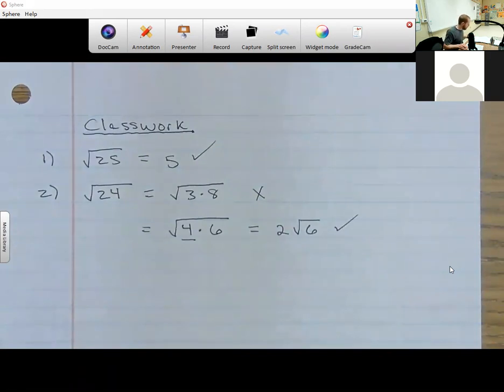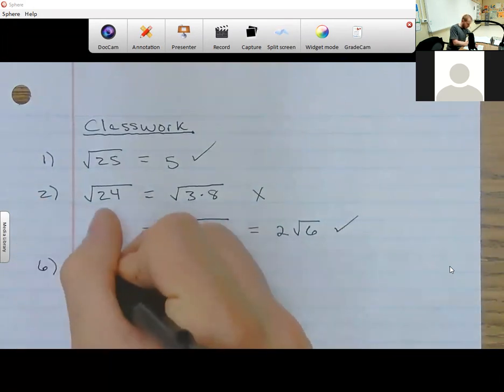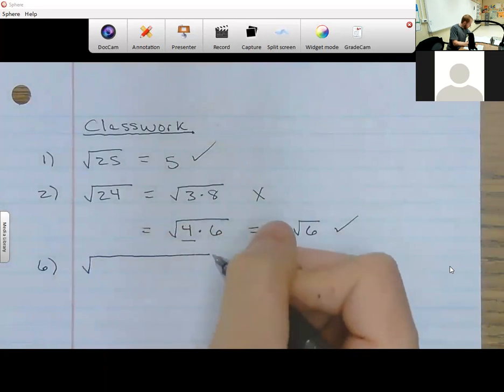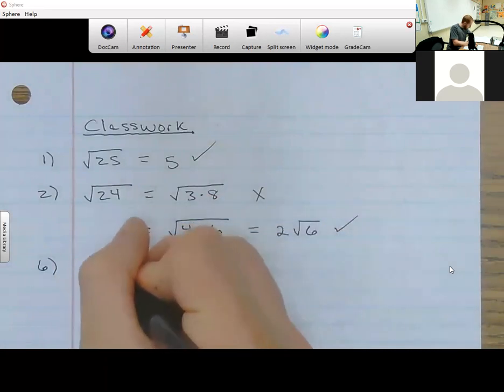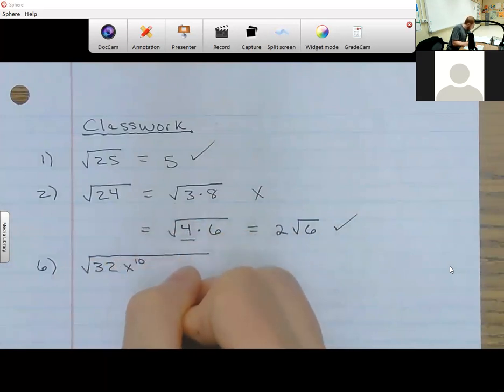Let me do number 6. That's a good one to talk about. I'll do 6 and 10. How about that? Number 6 says what? 32 x to the 10th power and y to the 5th power.